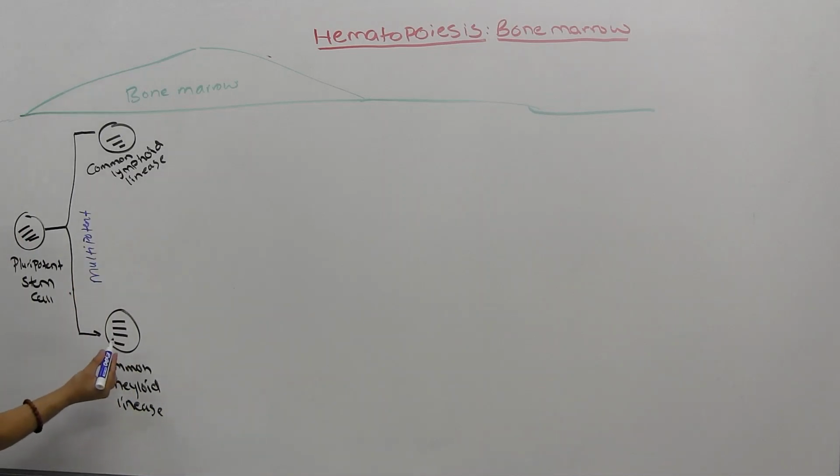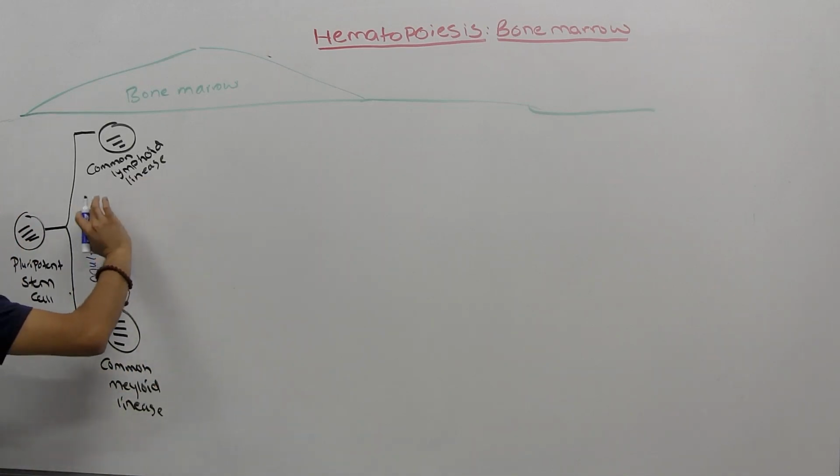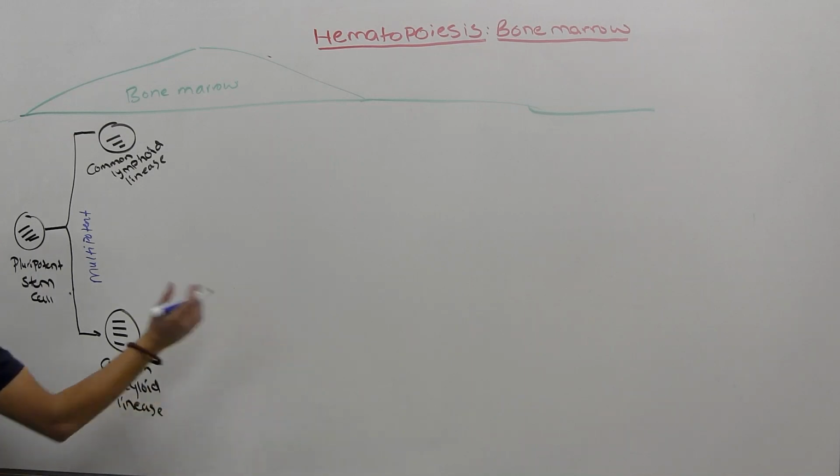Because remember, stem cells can make their own cells, and they can also give rise to all the different types of cells. But these are common because this is going to make a lymphoid series, and this is going to make the myeloid series. And as we go, we'll talk about what this means, right?